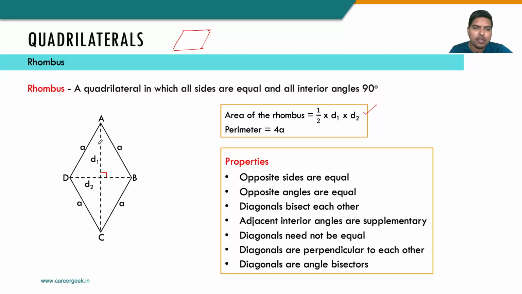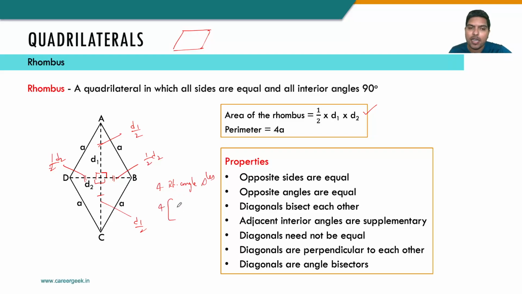As you can see, they bisect. That means this length is half of D1, and this is half of D1. They also bisect, that means this is half of D2, and this is half of D2. And you can see in a rhombus there are four right angle triangles, four equal right angle triangles. So if you want to find the area of the rhombus, you need to find the area of four right angle triangles.